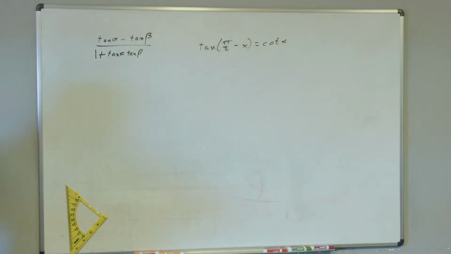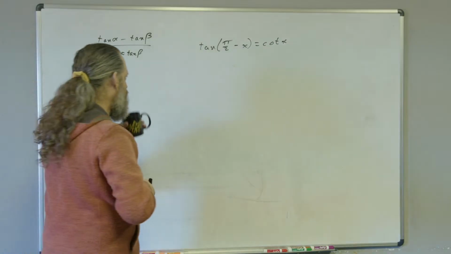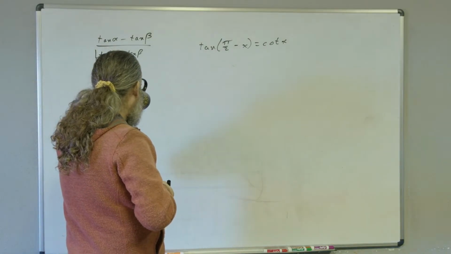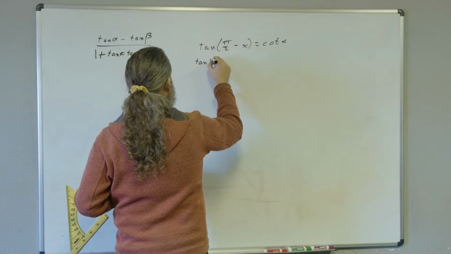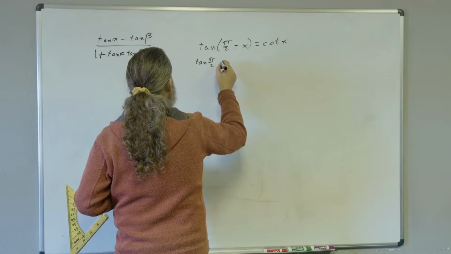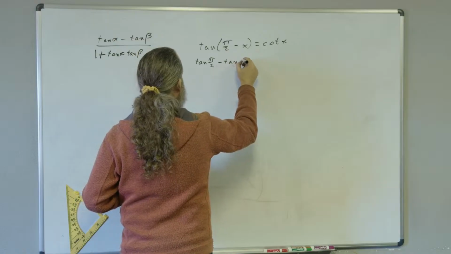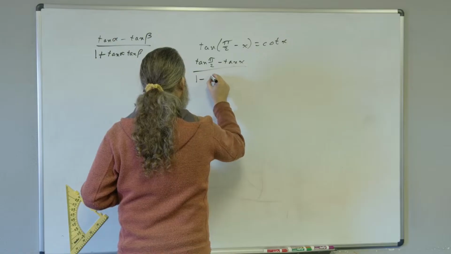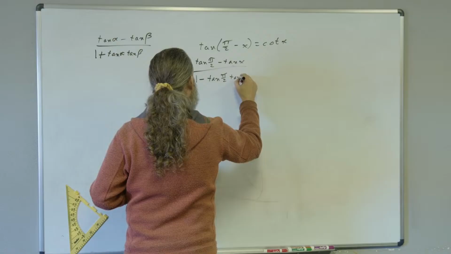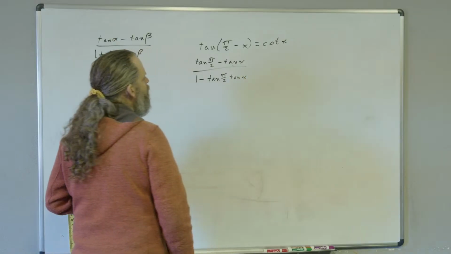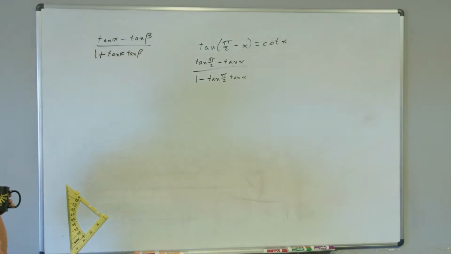Okay. So, from over here, what? Tangent of pi over 2 minus tangent of x, over 1 plus tangent of pi over 2 times tangent of x. Great. Now what? No, let's think about it.